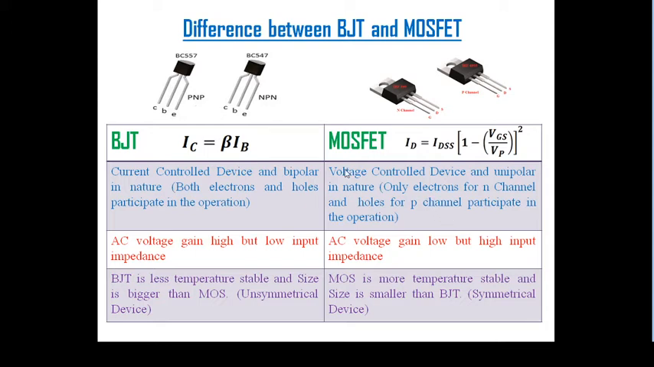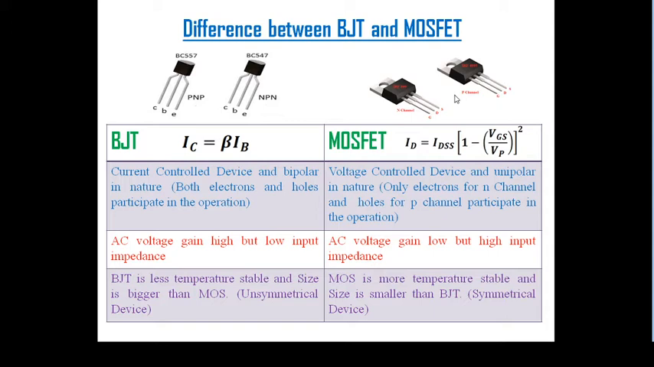About AC voltage gain: in the case of BJT it is very high but the input impedance is low. In the other case, MOSFET has very low AC voltage gain and very high input impedance. Why? Because the gate current is almost zero. We will cover all these things, but these are the few differences that we have to know.